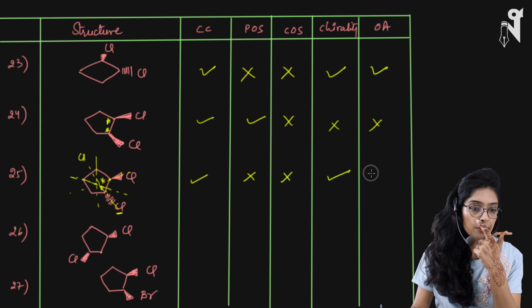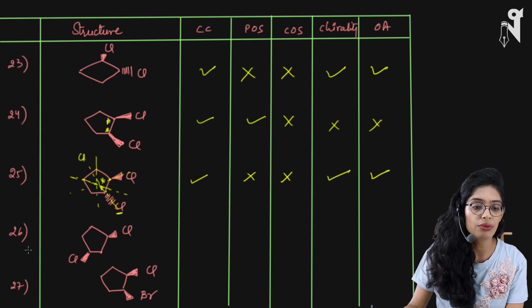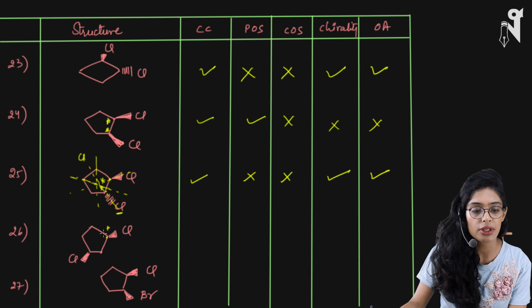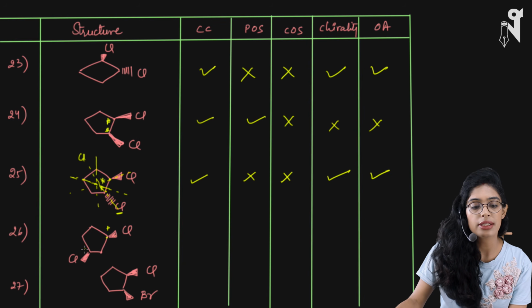Look at the 26th one. Now again, do we have chiral centers? Let's see. Hydrogen is there, chlorine is there, this chain and this chain are not symmetric. So yeah, we have two chiral centers. So chiral centers are there.